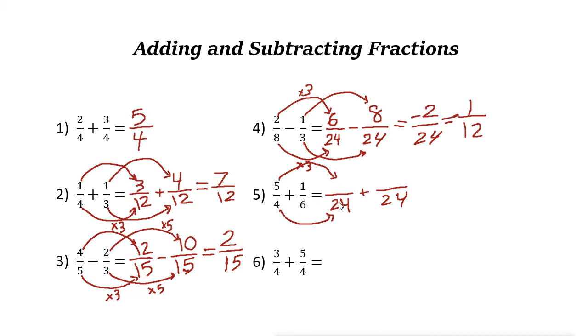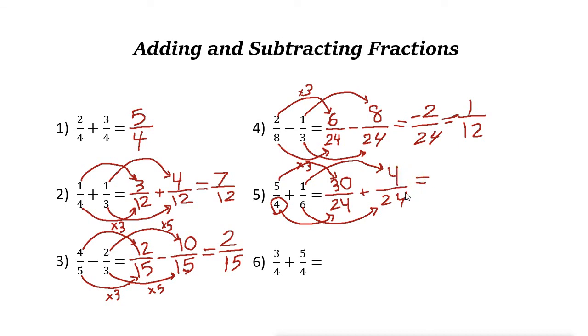So 4 times 6 is 24. 5 times 6 is 30. 30 over 24 equals 5 over 4. Plus 1 over 6. 6 changed to 24, multiplied by another denominator, 4. Now do the same thing for the numerator. 6 times 4 is 24. 1 times 4 is 4.